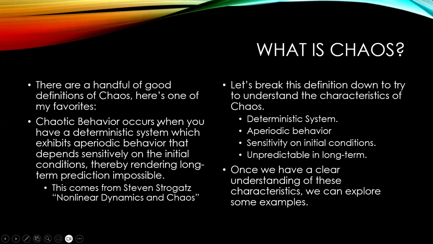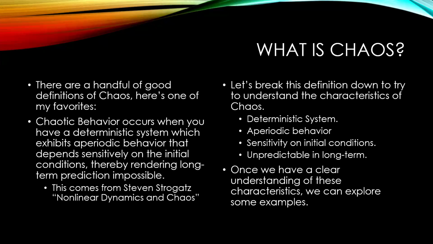The way he defined chaos is: chaotic behavior occurs when you have a deterministic system which exhibits aperiodic behavior that depends sensitively on the initial conditions, thereby rendering long-term prediction impossible. Those are a lot of big words. We're going to see if we can break down what this means.